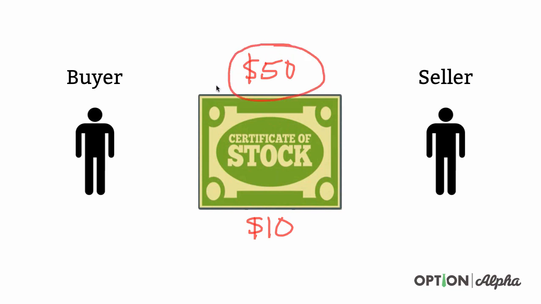The way that I always explain it is that's the price at which they strike a deal on the future value of where that stock is. And again, that could be higher or lower than where the stock is now.